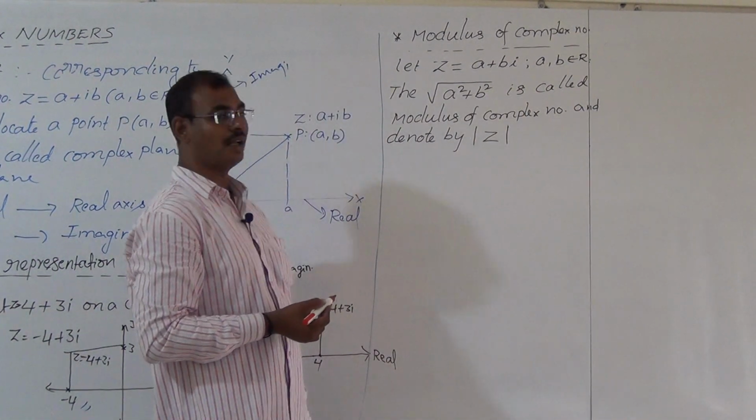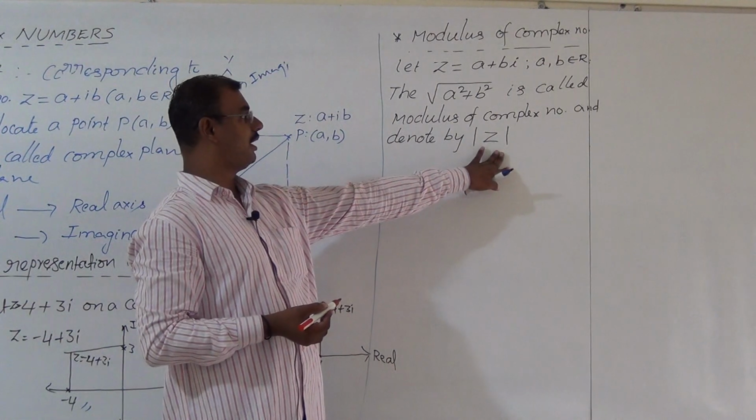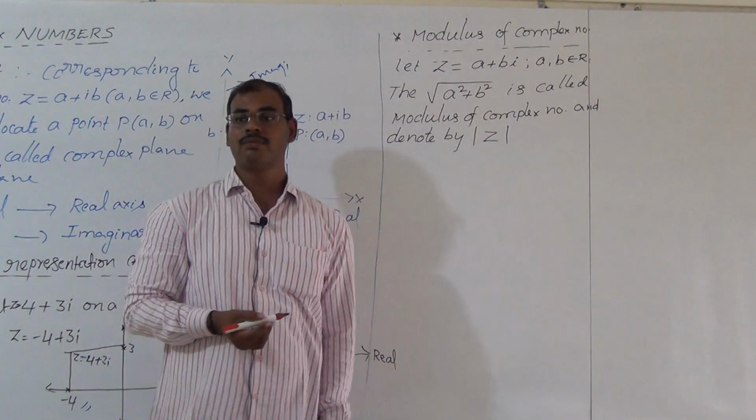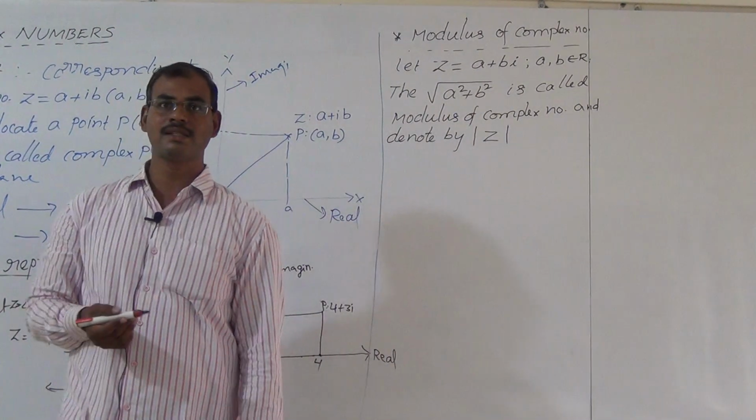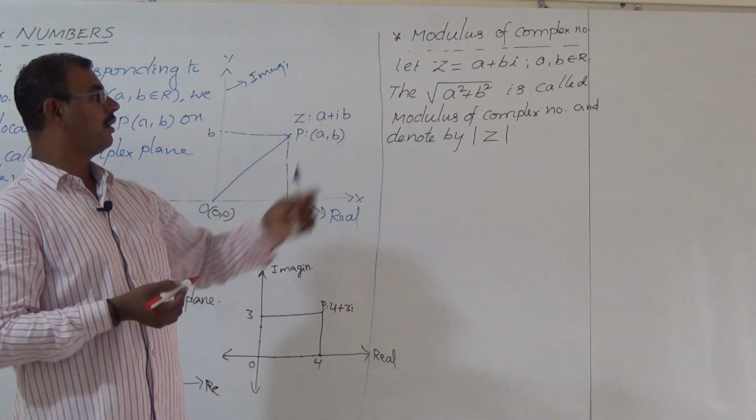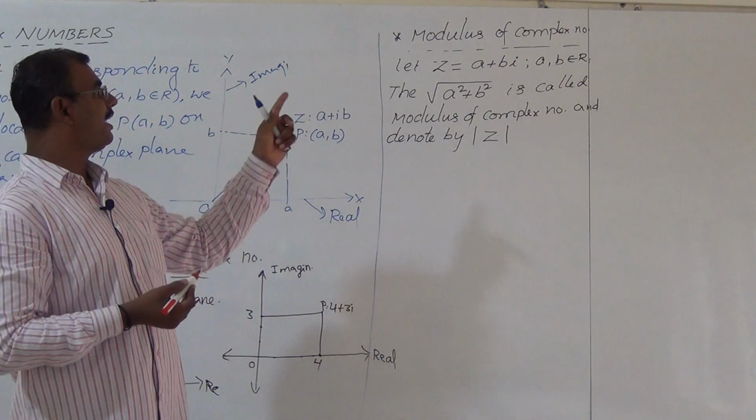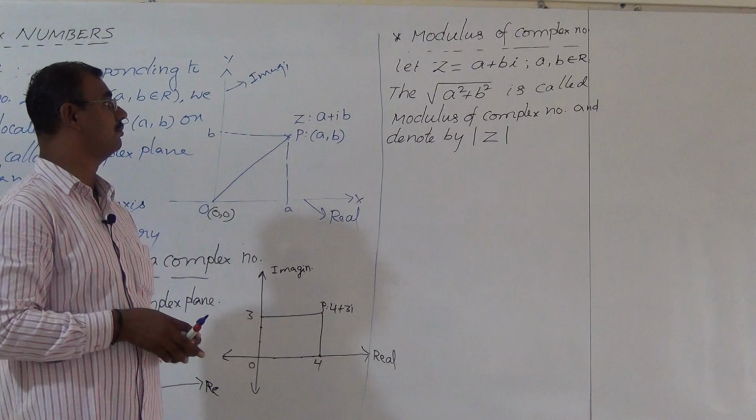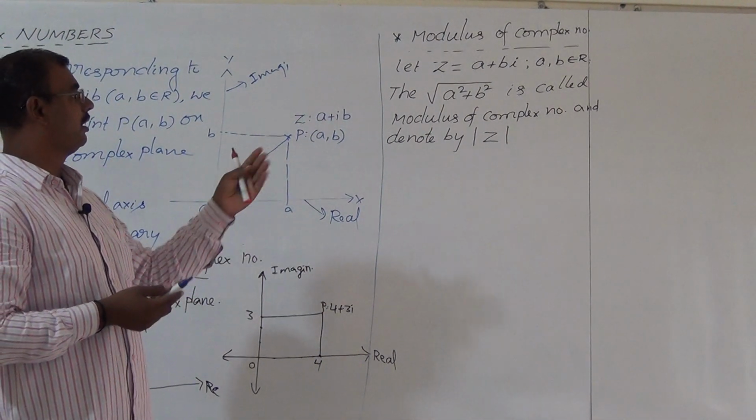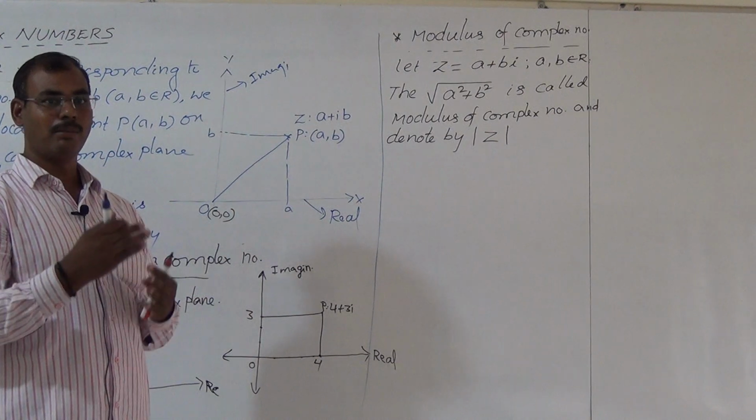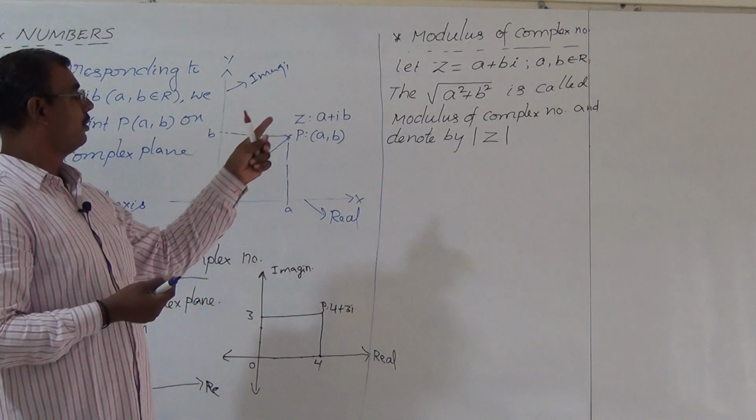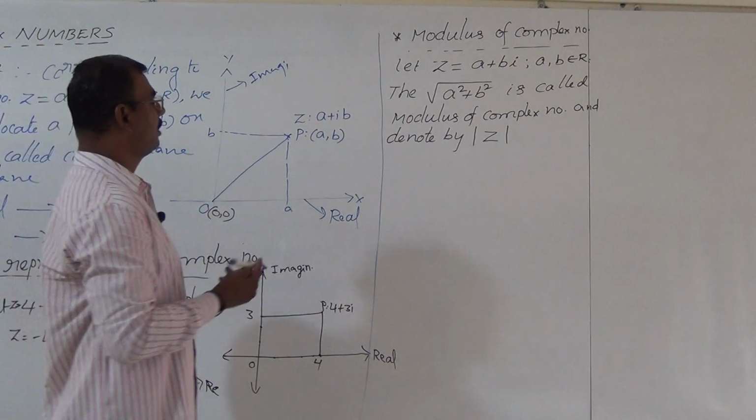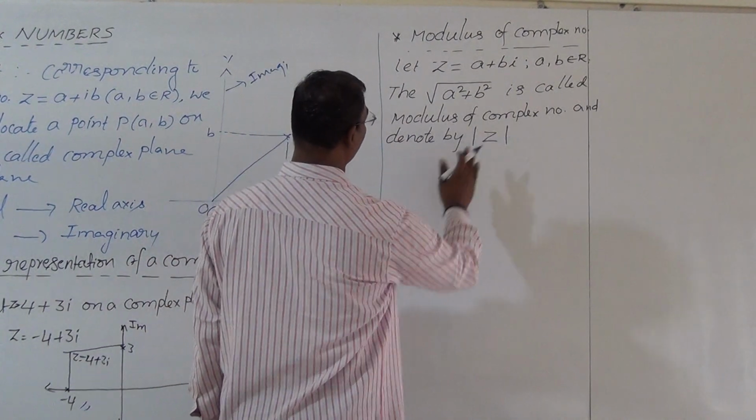So mod of z, how to call this one? Mod of z, the non-negative real number square root of a square plus b square, is called the modulus of a complex number or magnitude of a complex number. Keep in your mind, all of you, this very important formula. With its help, we have to solve a number of questions in the textbook. Root over a square plus b square is called the modulus of a complex number, shortly denoted by mod of z.